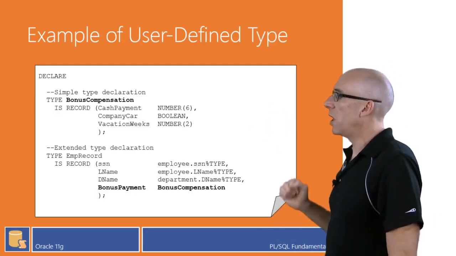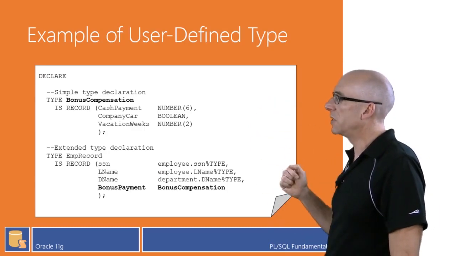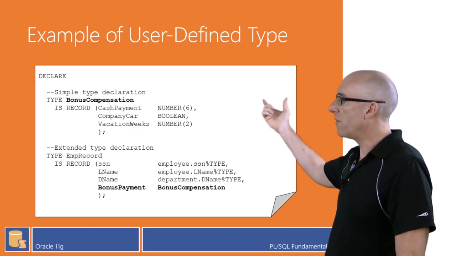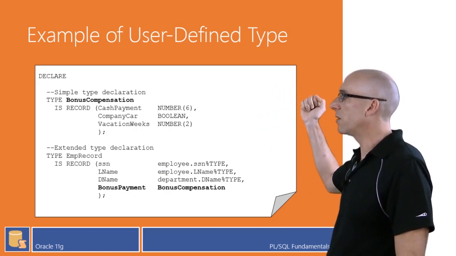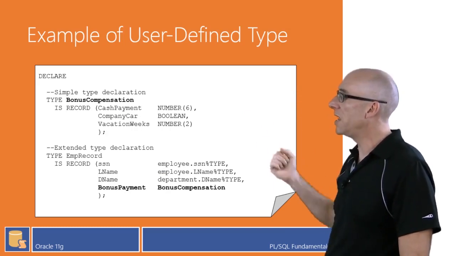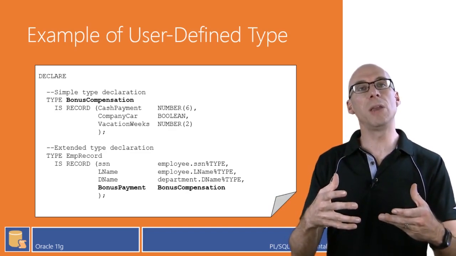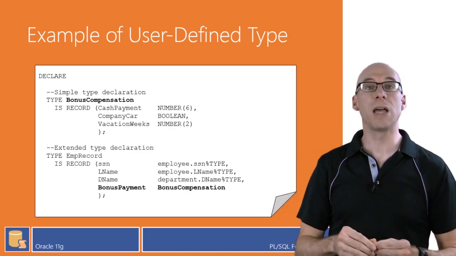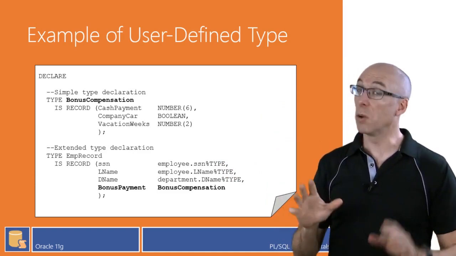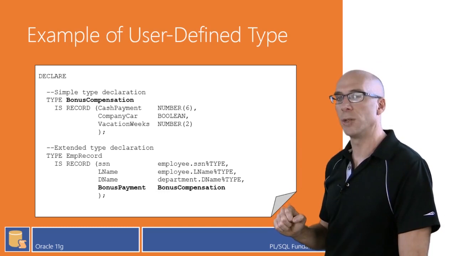So here's an example of a user-defined data type. We have our bonus compensation, and it is of type record. And so we have our cash payment, we have a numeric 6, company car, which is a boolean value, and then you have vacation weeks, which is a numeric 2. So it's basically where we're creating a type of record, and we've given it a name. It's nothing we haven't already seen, but we're calling this bonus compensation.